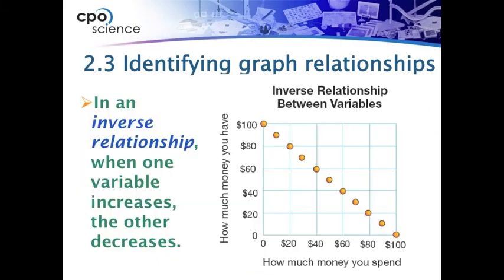The last type of relationship is what's known as an inverse relationship. In an inverse relationship, when one variable increases, the other decreases. So looking at the example on the right, how much money you have versus how much money you spend, as you physically spend money, the amount of money you have will decrease. So you keep spending, that's increasing, you're spending more and more, and the money you have is going down, down, down. This is what's known as an inverse relationship.